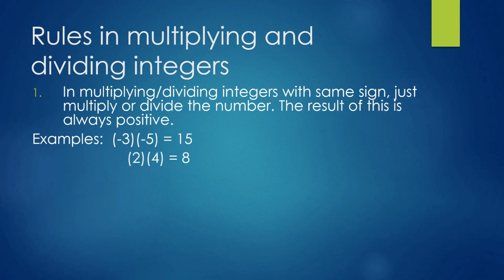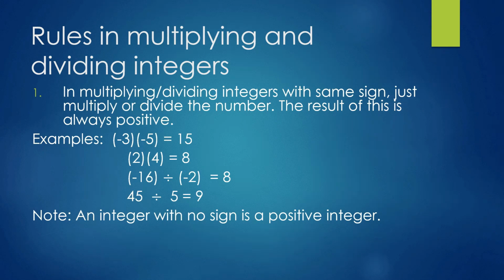Next, we have 2 multiplied by 4, both are positive, like sign. Just multiply the numbers, 2 times 4, the answer is 8. We have also negative 16 divided by negative 2. They are like signs, both are negative, so just divide the numbers. 16 divided by 2 is 8. So the answer is always positive if they are like signs. Next, we have positive 45 divided by 5. Just divide the numbers. 45 divided by 5 is equal to 9.